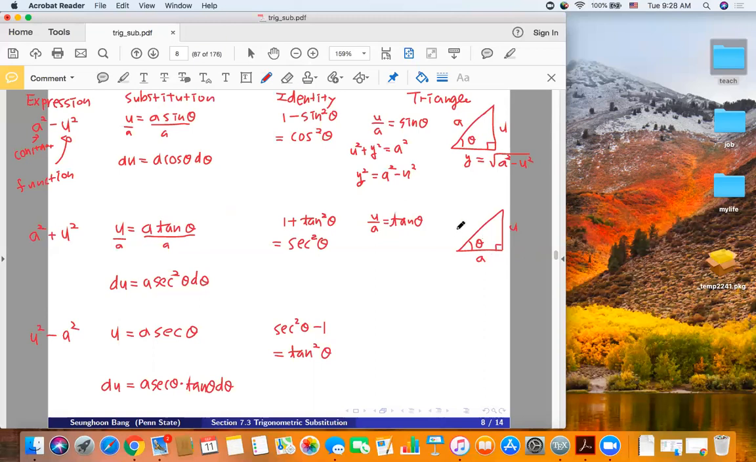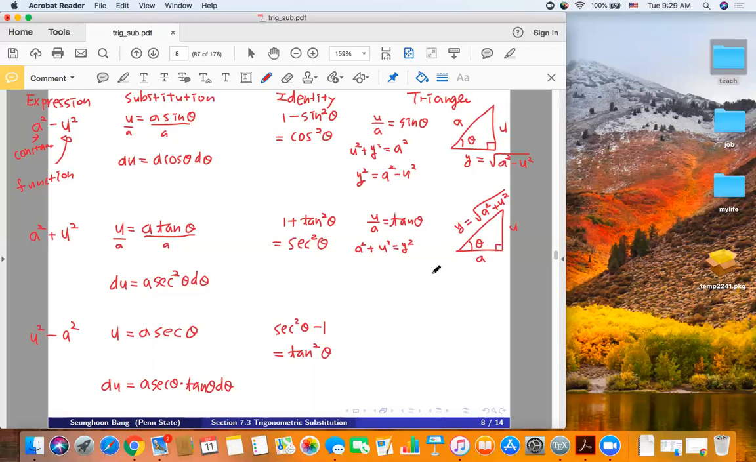How can you find the hypotenuse y? Same. You can use the Pythagorean theorem. So we have a squared plus u squared equals y squared. Take the square root. y is the square root of a squared plus u squared. So that's it. This is the whole idea.